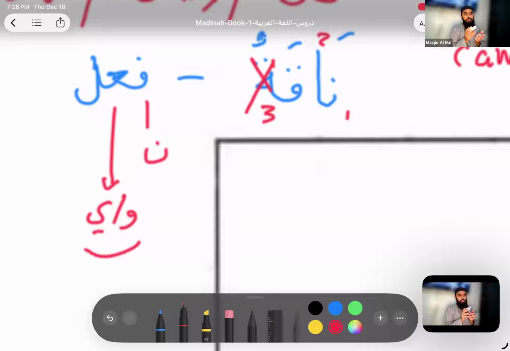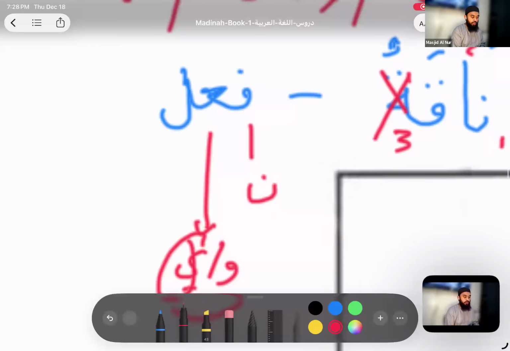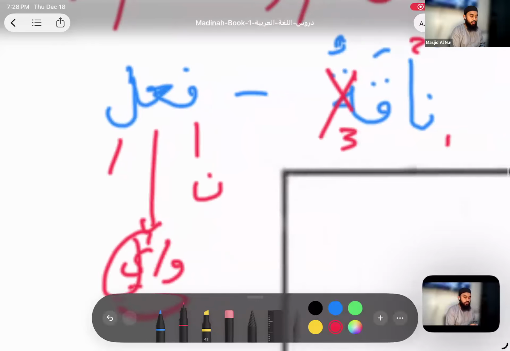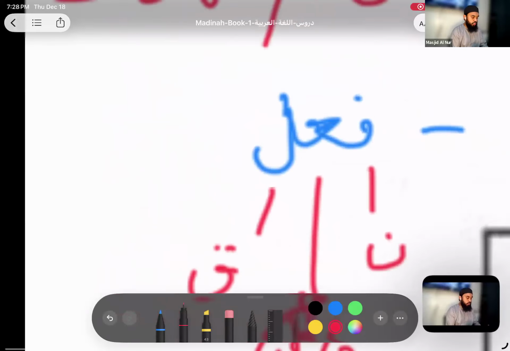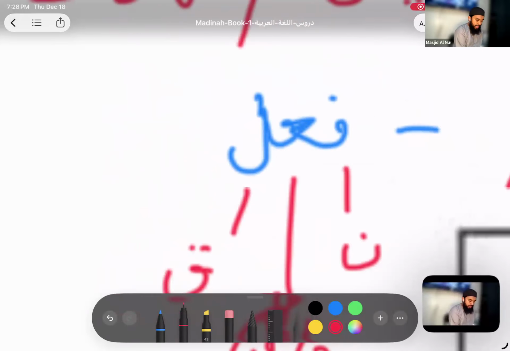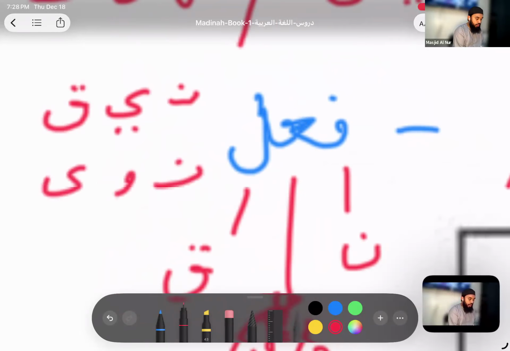If you don't find it, it's trial and error. What do you call it, elimination? You have to eliminate. If you look for the wow first and don't find it, then obviously it's going to be a yeh. And what's the lam in the word naqa? Qaf. So what you have to do in a dictionary is look for either na, ya, qa, or na, wa, qa. One of these will give you the word naqa. So let's go through it, inshallah.